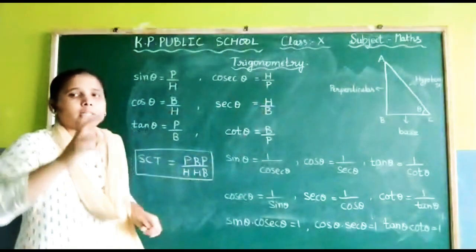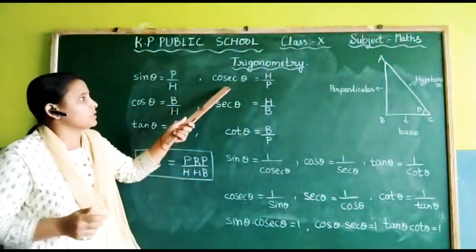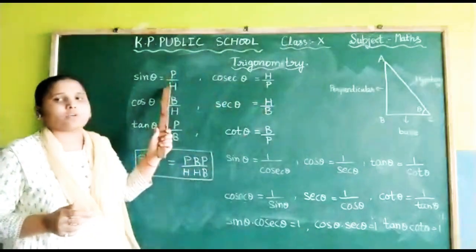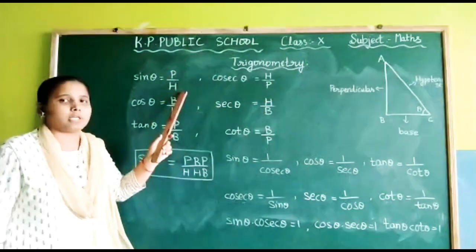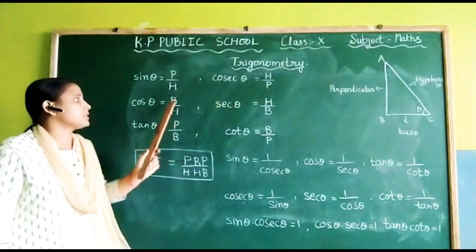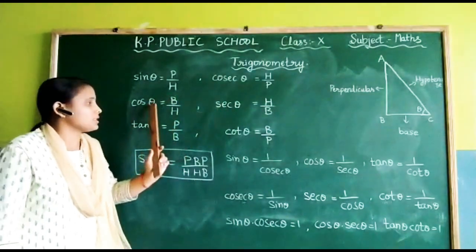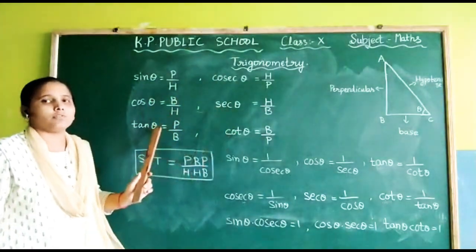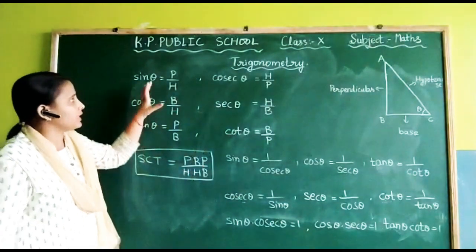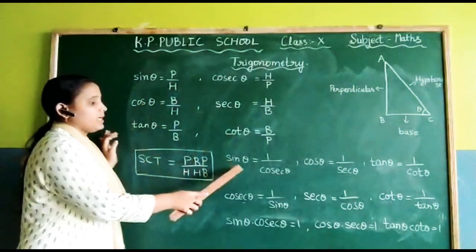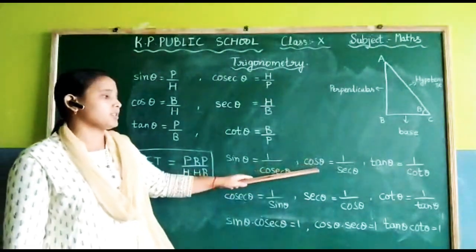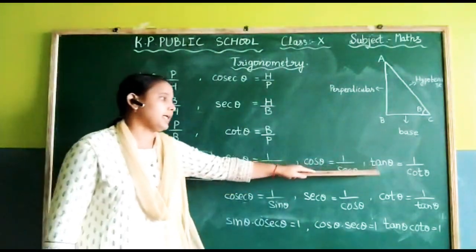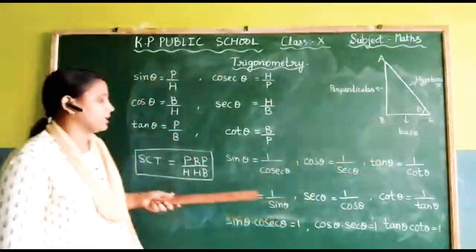So from here you can conclude that this ratio is exactly reverse of this ratio. It means that cosec theta is the reverse of sin theta. Here also sec theta is the reverse of cos theta and cot theta is the reverse of tan theta. So we can write this like here, sin theta is equals to 1 by cosec theta and cos theta equal to 1 by sec theta, tan theta is equals to 1 by cot theta.